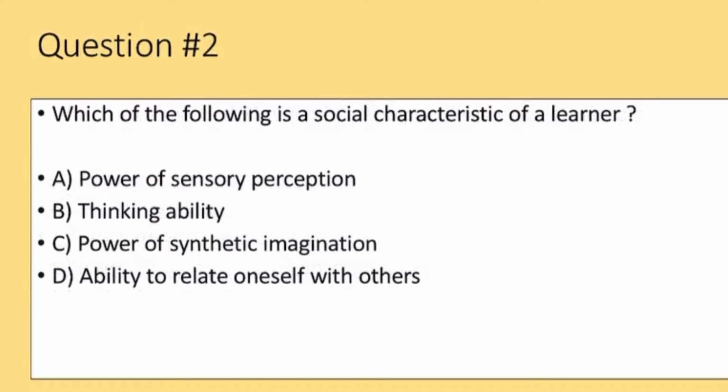Next question, which of the following is a social characteristic of a learner? Option A, power of sensory perception, B, thinking ability, option C, power of synthetic imagination. Option D, ability to relate oneself with others. So ability to relate oneself is the social aspect. So D is the right answer. Other 3 options A, B and C are cognitive characteristics.